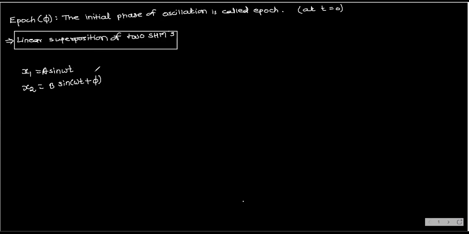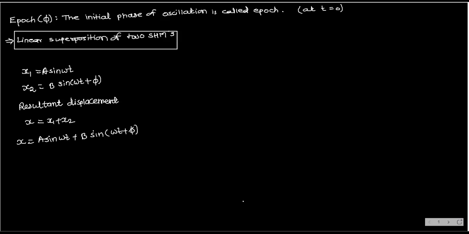Now these two motions have different amplitudes. Is amplitude same? No. Phase is different. Phase is what? Phi. Okay. Now see, the resultant displacement will be what? The resultant displacement is the addition of these two, है ना? Resultant displacement x is equal to x1 plus x2. Just add these two. So x is equal to A sin omega t plus B sin omega t plus phi.